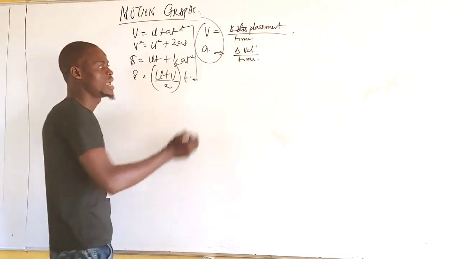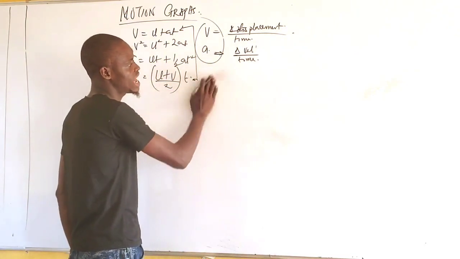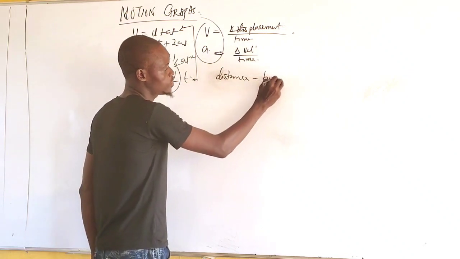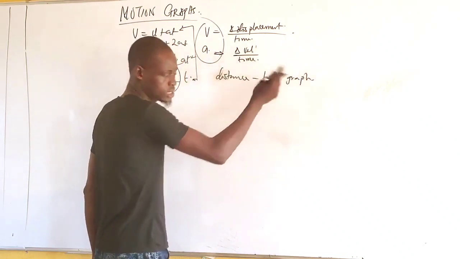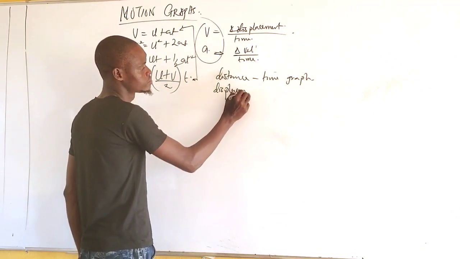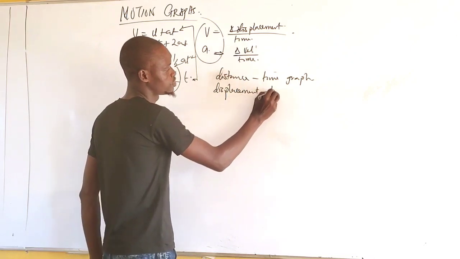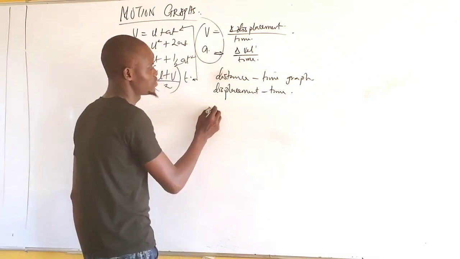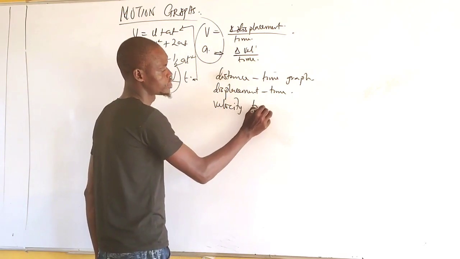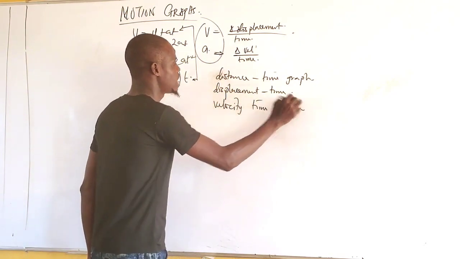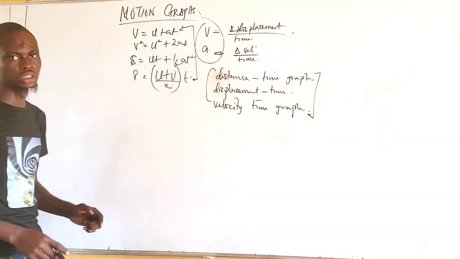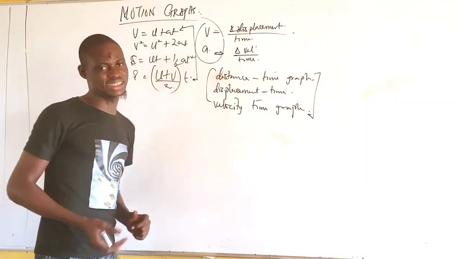Now we can have a distance time graph in physics. I'm going to be differentiating all of them for you. We can have a displacement time graph, and we can have a velocity time graph. These three graphs that we can have under motion, how do we understand them?